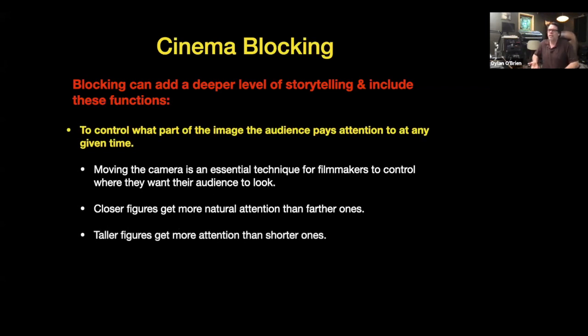Taller figures can get more attention than shorter ones. So there's a lot of different things here. If I've got somebody really tall in a group of people, they're going to stand out.